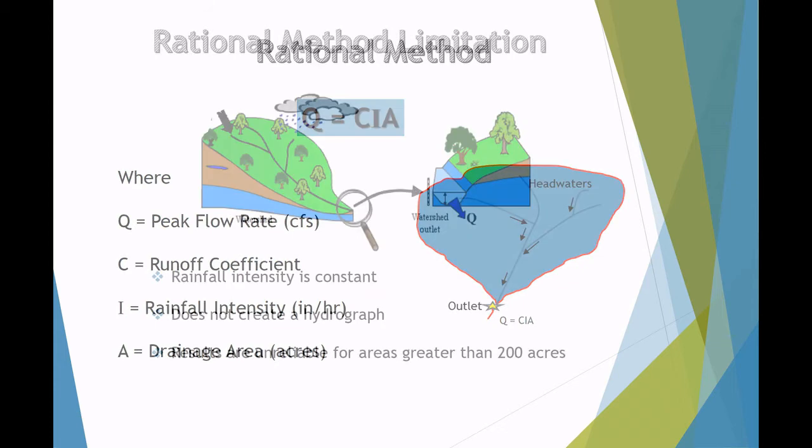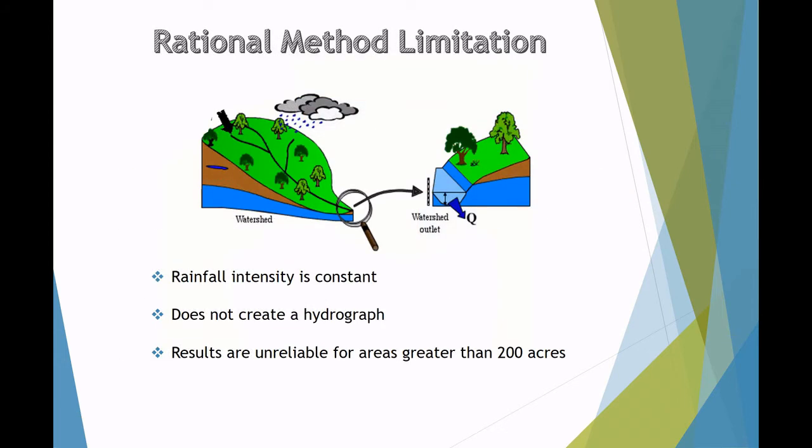However, there are limitations when we use the rational method. This method assumes the rainfall intensity is constant at all times throughout the storm. Only peak flow rate is calculated, so it doesn't create a hydrograph. Results are unreliable for areas greater than 200 acres.